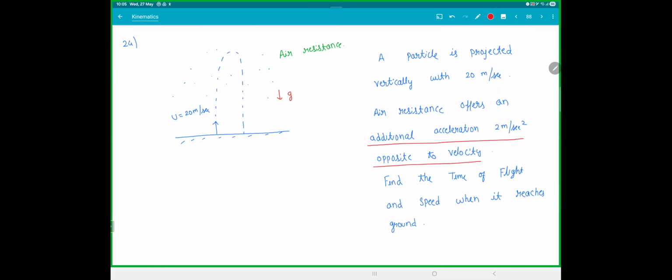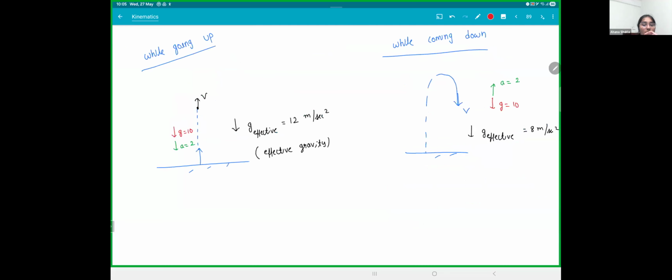Now, using this information and the data, find me the time of flight and find the speed when you reach the ground. Okay, let's see. I don't remember the answer. Prisha, you can't come back with 20, right? So can you show the next slide? Yeah.